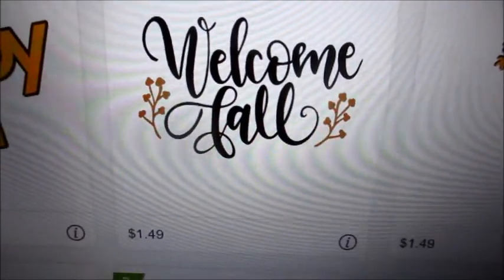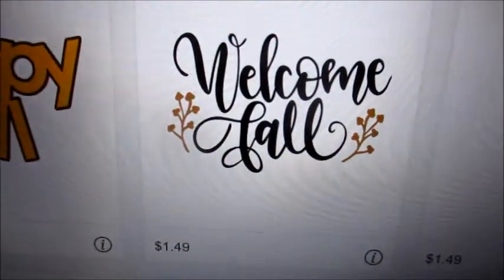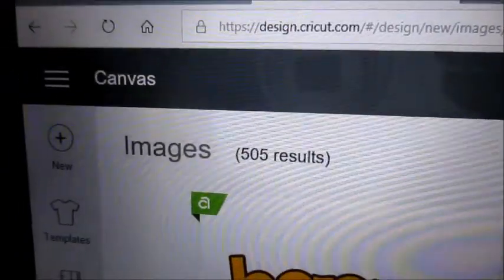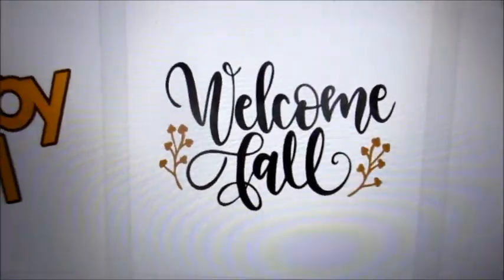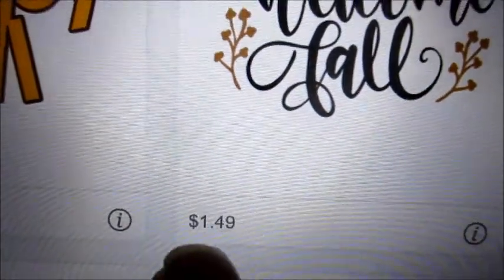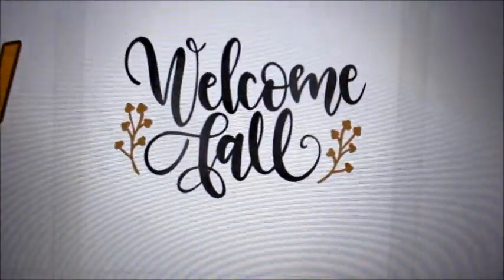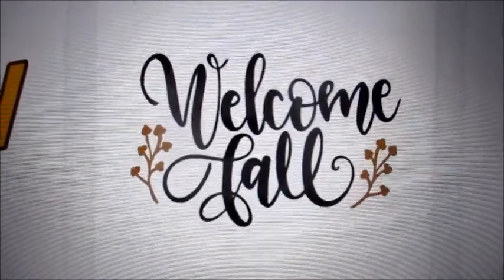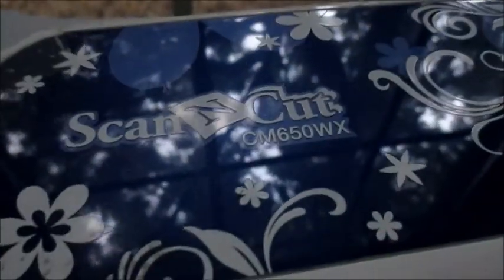So I'm going to come back to my Welcome Fall because I really like that. I know that will sell well. And that again is on the Cricut on Design Space, but I cannot use it because it doesn't have the little green banner and I would have to pay extra. But nothing keeps me from looking at it, drawing it, redesigning it, and maybe putting it on the ScanNCut.